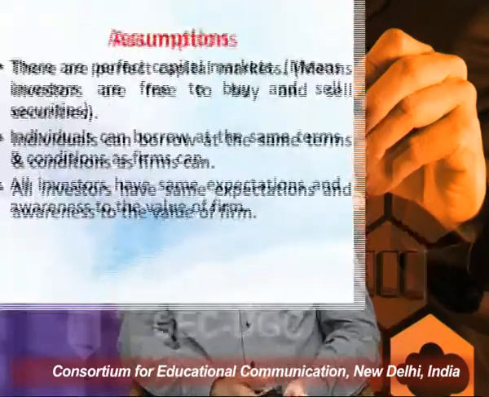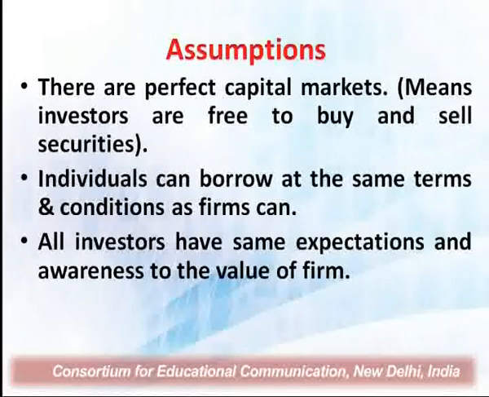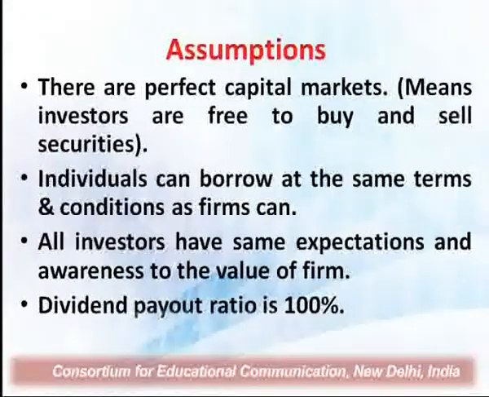And the next assumption is that all investors have the same expectations and awareness of the value of the firm, which means that whosoever is coming into the capital market has the same expectation from the market and the company, and they have a similar level of awareness with regard to the value of the firm. Moving ahead, their next assumption is that the dividend payout ratio is 100%, which means that the firm is not going to retain any amount out of their total earnings. The DPR, or dividend payout ratio, as far as the assumption of the approach is concerned, is supposed to be 100%.